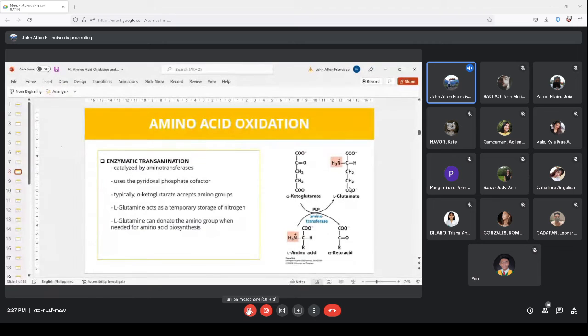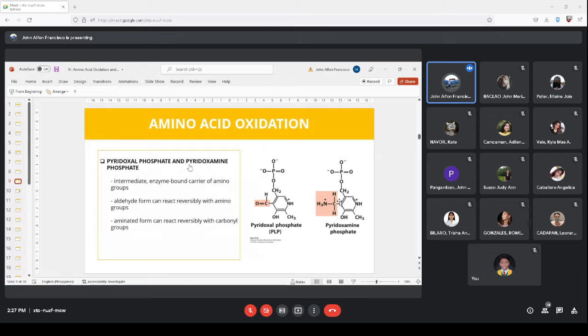Amino group using the pyridoxal phosphate cofactor and the catalyst aminotransferase. So what happens here is you transfer the amine group from your amino acid to alpha-ketoglutarate to form your keto acid. L-glutamate acts as a temporary storage of nitrogen, and it can donate the amino group when needed for amino acid biosynthesis. Okay? So pwede naman siyang gamitin ni glutamate to transfer this amine group na meron siya to form amino acid if ever na kailangan ng body.